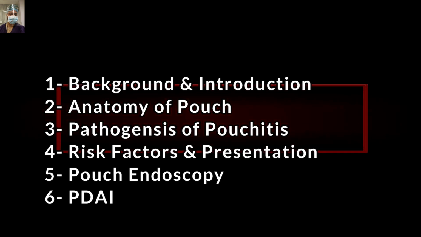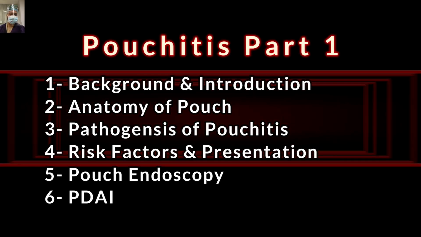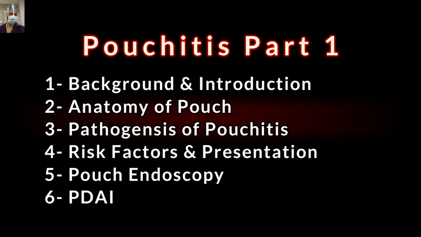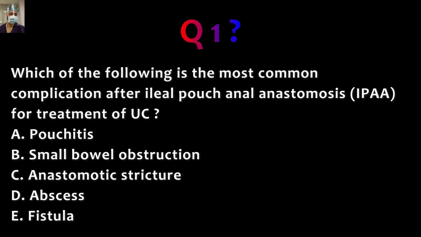And in this part, we will talk about the background and introduction, anatomy of the pouch, different kinds of pouches we use, what is the pathogenesis of pouchitis, risk factors and presentation, how to diagnose with the help of pouch endoscopy, and we will also talk about the pouch disease activity index. So friends, if you are preparing for your super specialty examination or other board examination, pouchitis is one of the most common topics asked about, and you should know everything about this.